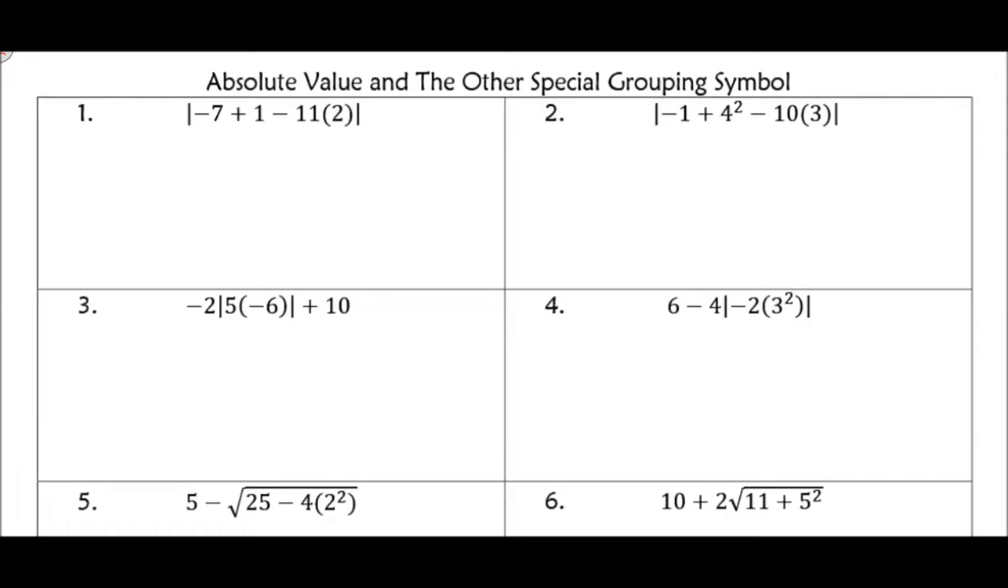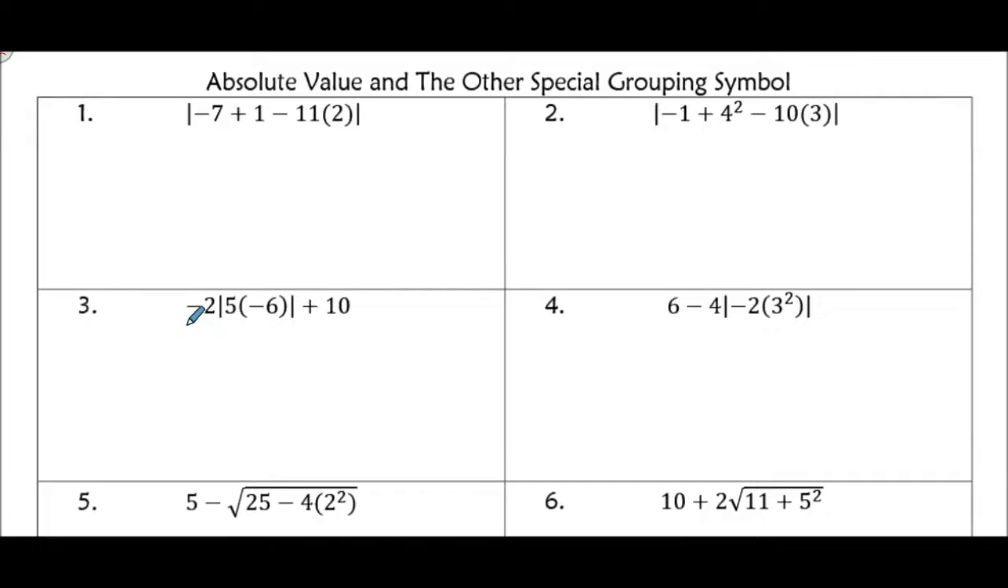All right, here we're going to be talking about following GEMDAS and order of operations with absolute value and the other special grouping symbol, which here is the square root symbol. Brackets and parentheses are also grouping symbols, but those are just multiplication. Absolute value and square roots have some other implied operation to them, and they're also multiplication. So if you see a number outside of an absolute value symbol, you also have to multiply. It acts like parentheses in that way, but it also does something else.